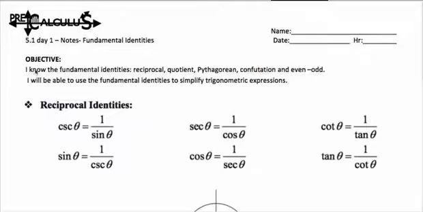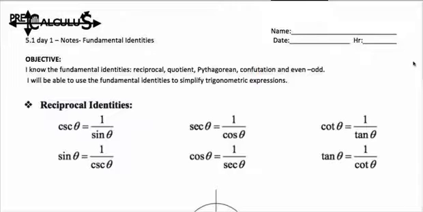All right, your objectives here are: I know the fundamental identities, the reciprocal, quotient, Pythagorean. It's not supposed to say that, it's supposed to say cofunction. I will fix it on yours. And even odd. And then actually in class, we're going to tackle the next objective: I will be able to use the fundamental identities to simplify trigonometric expressions. So in this video, you're just going to find out what they are. We're not going to do any simplifying yet. We'll do that in class.